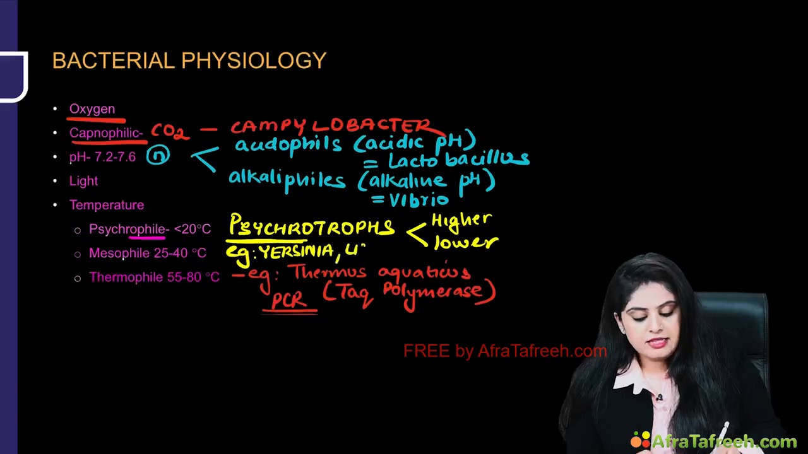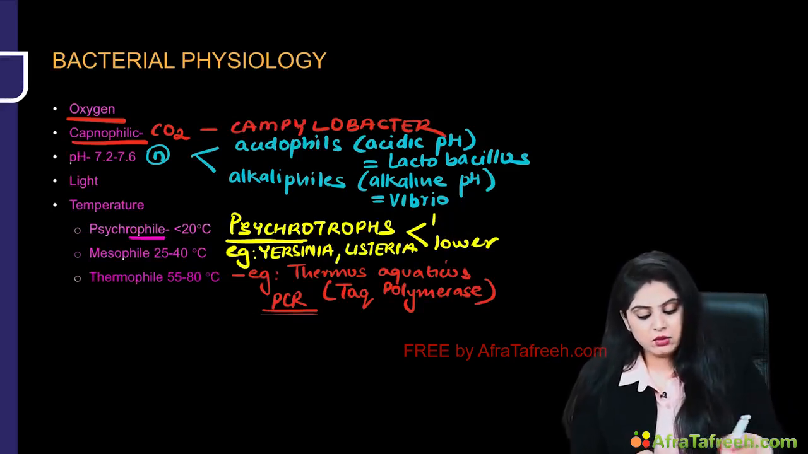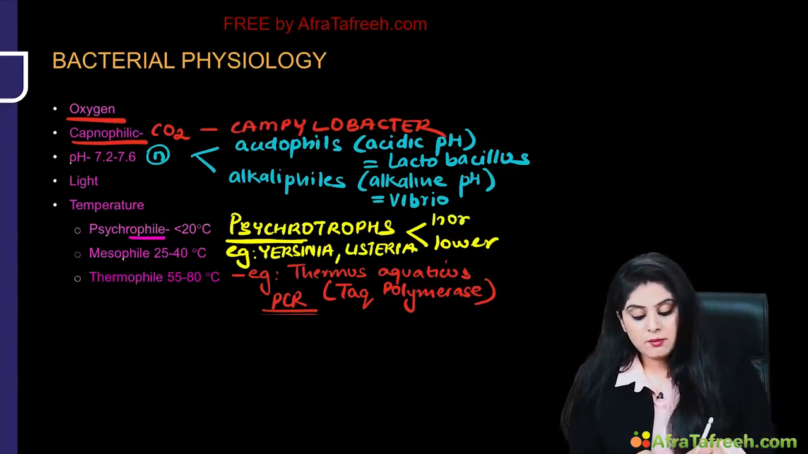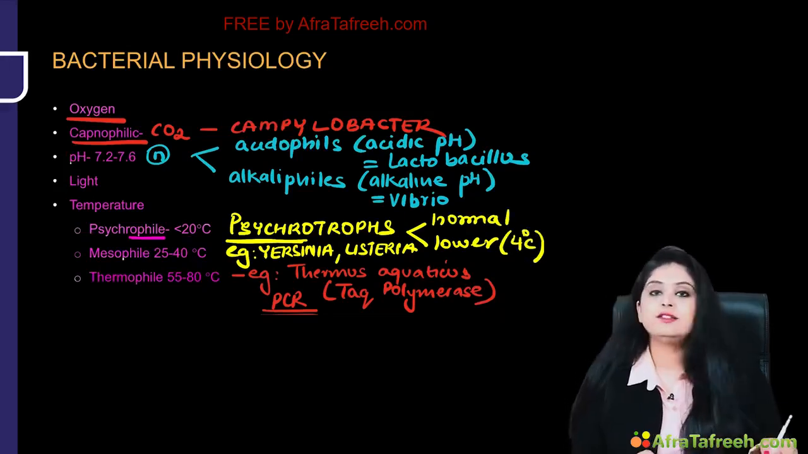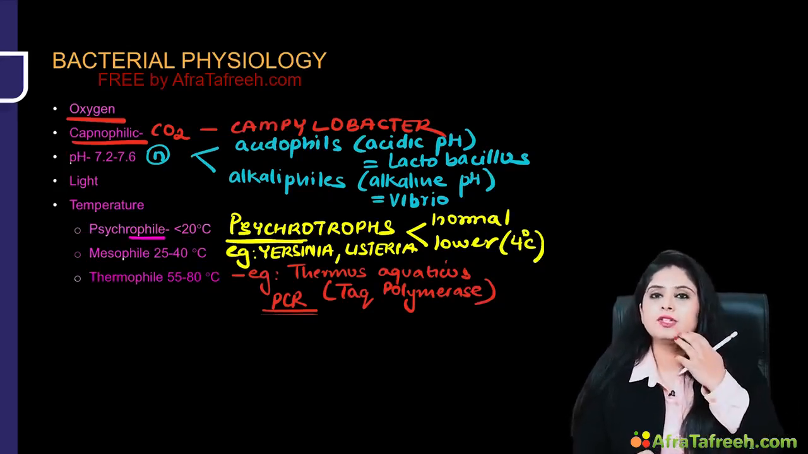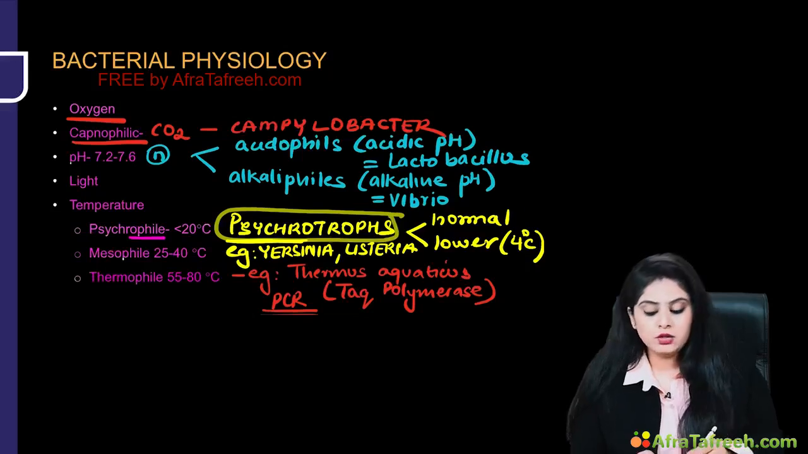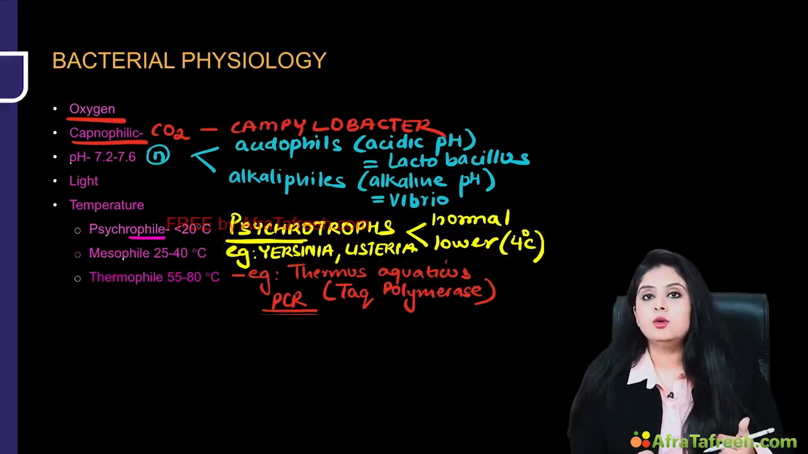Yersinia and Listeria are the organisms which grow at a normal temperature, not higher, I would say they would grow at a normal temperature. But if you lower the temperature, especially if you lower it to 4 degrees centigrade, they start growing better. They start showing a better reaction. So they are kind of adjusting. That kind of an organism is known as a psychrotroph. Grows at a normal temperature, but then grows even better if you put a lower temperature of 4.